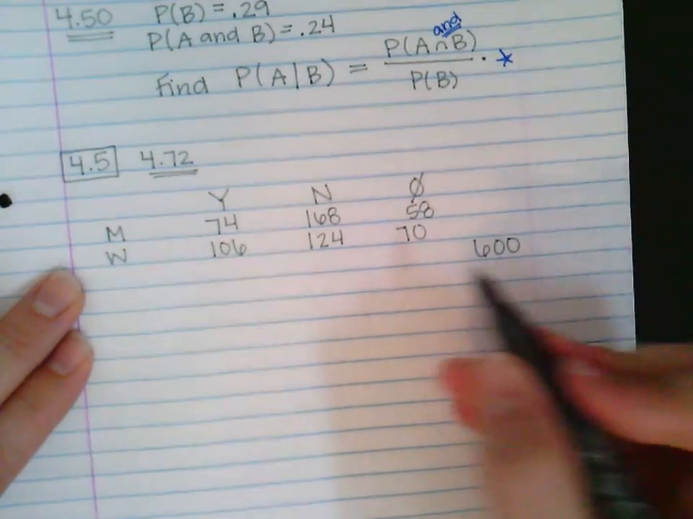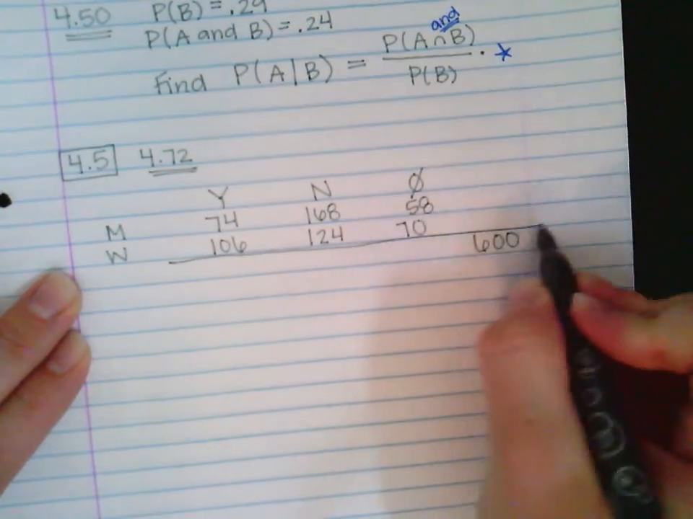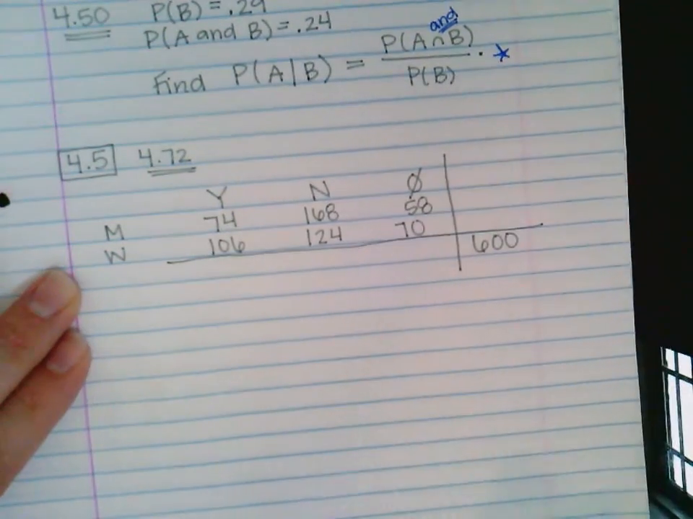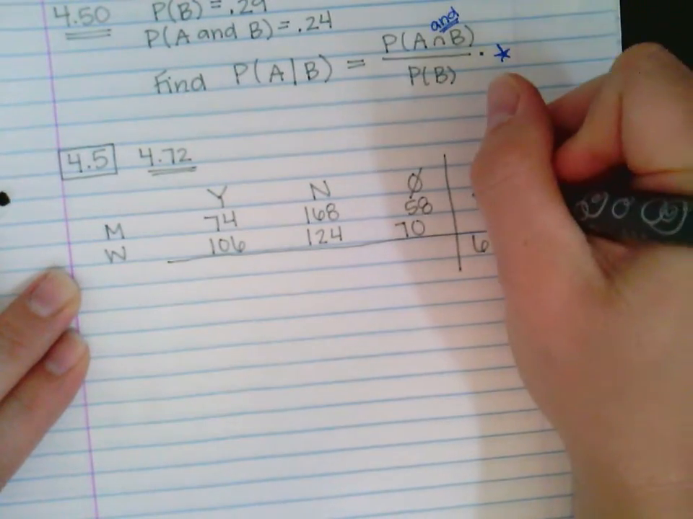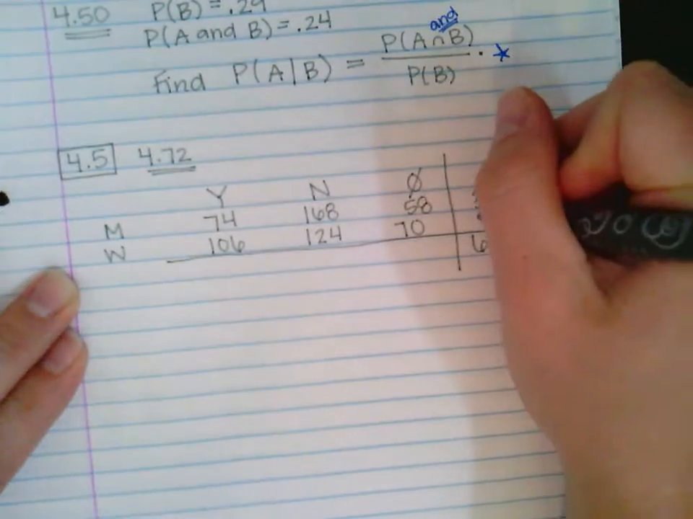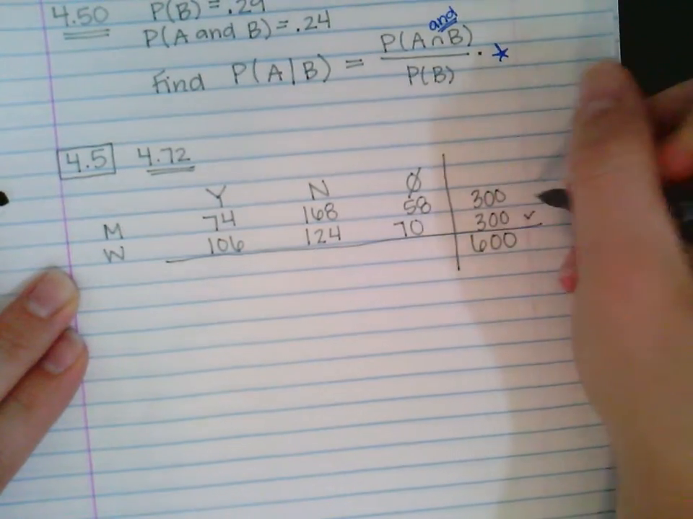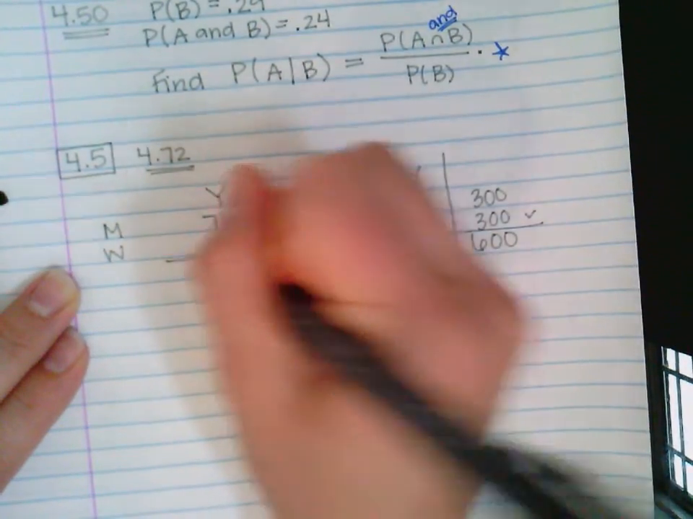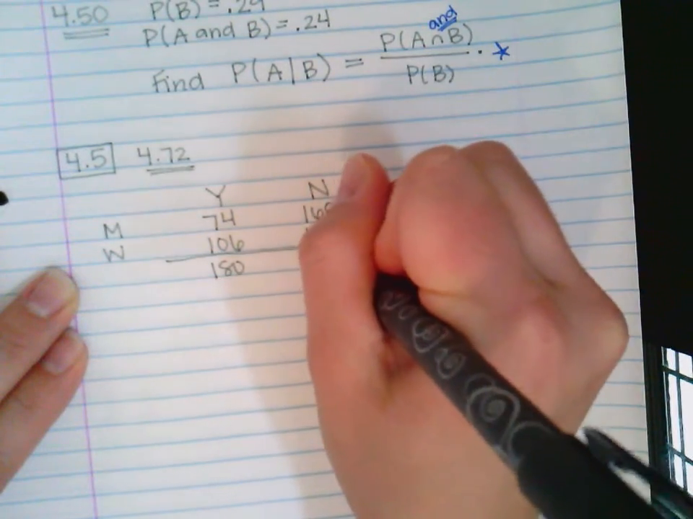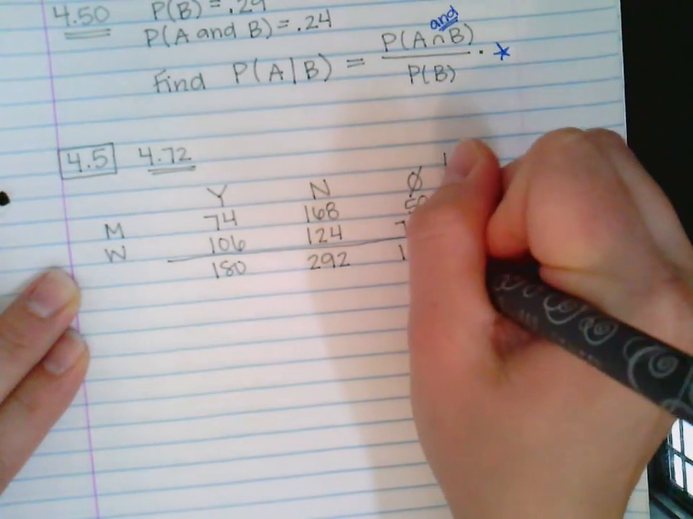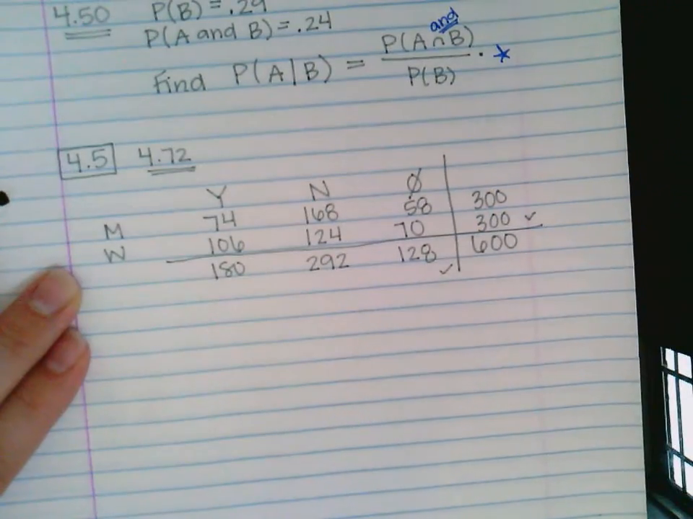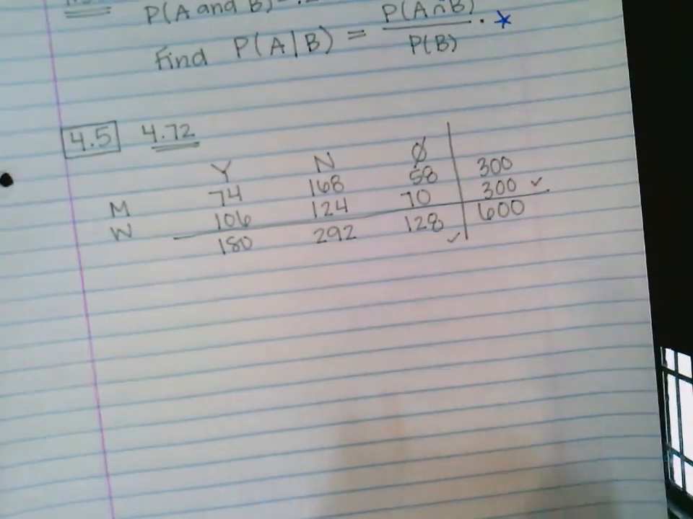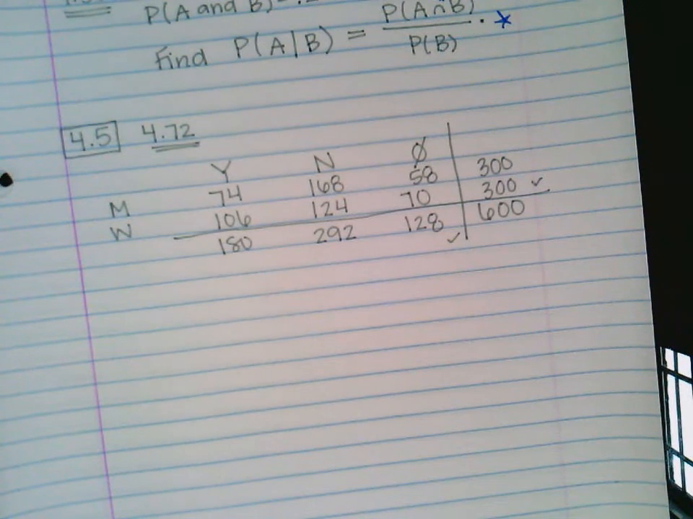Now, one of the things that I'm going to want to do, again, is find my marginal totals, okay? And so when I add up all the men, I actually get 300, and all the women would be 300. And I always like to check to make sure that adds to 600. And when I add up all the columns, I get 180, 292, and 128. And again, when I add those, I do get 600. All right, on part A, it's asking us what's the probability that you get a man outcome or no.